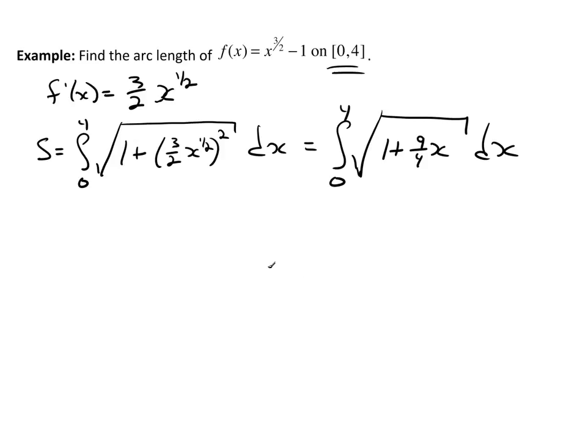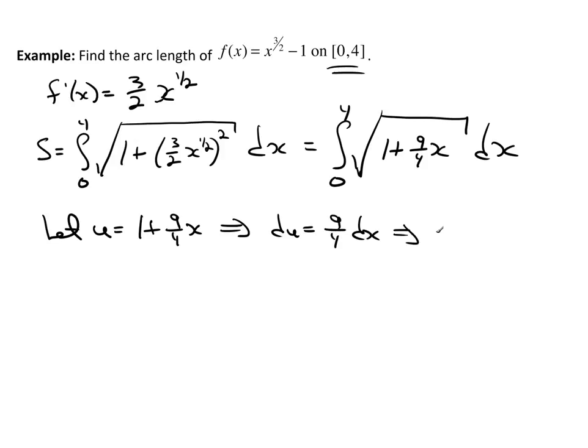So I think I use a u substitution. It'd be a good chance to review the idea of u substitutions with you. I will let u be equal to 1 plus 9 over 4x. That implies that du equals 9 over 4 dx, which tells me that 4 over 9 du is equal to dx. So that all gives me 4/9 times the integral of u, because this is u to the 1/2, du.